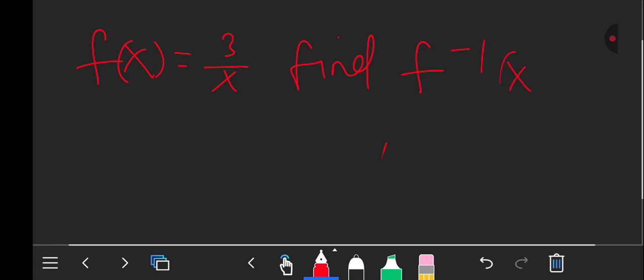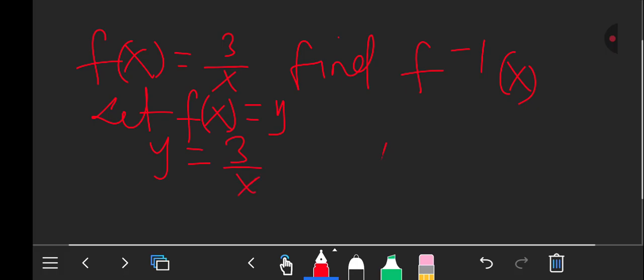Let's look at another example. Let's say f of x is equal to 3 over x. Then the question is find f inverse of x. So I'll do the same. I'll let f of x be equal to y. So what I'll have is y is equal to 3 over x.